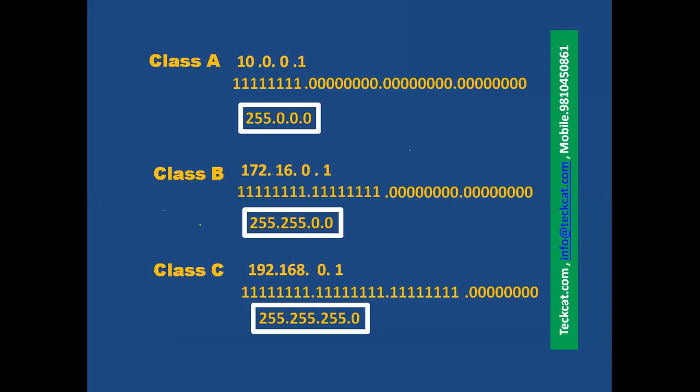So now we have learned the importance of the subnet mask. The subnet mask is telling your computer how many network bits and how many host bits there are in any IP address. Now, this is the first IP address, and every IP address belongs to a network.